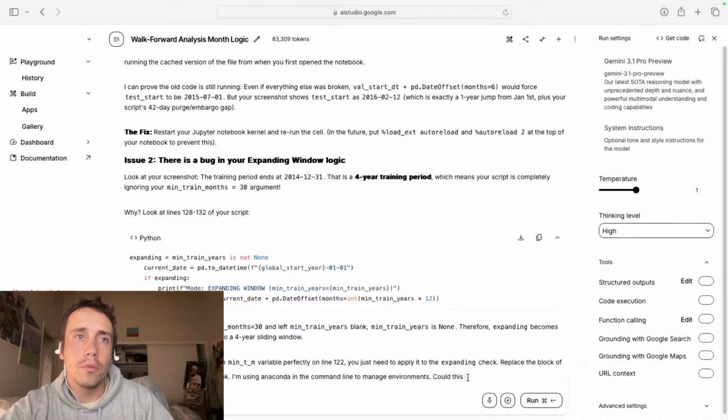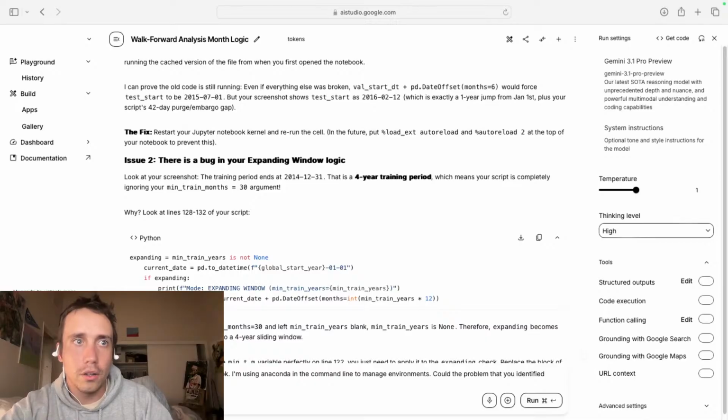I'm not using a Jupyter notebook. I'm using Anaconda. Could the problem that you identified still apply to my workflow? If so, how do I fix it?